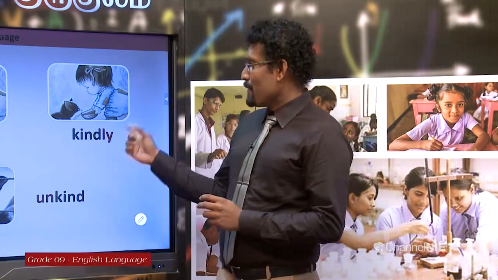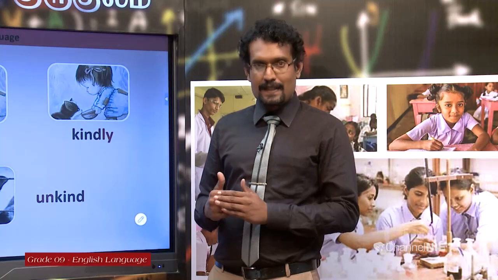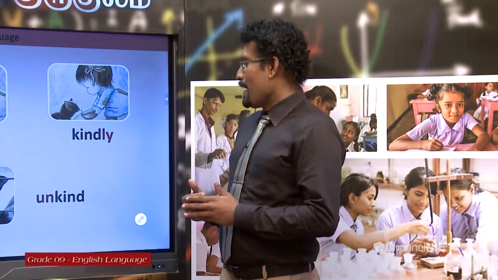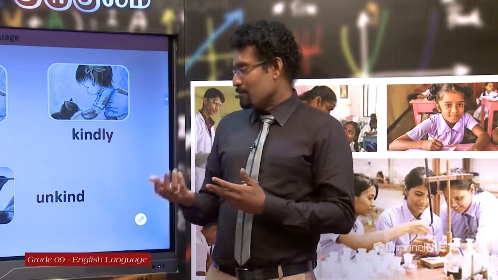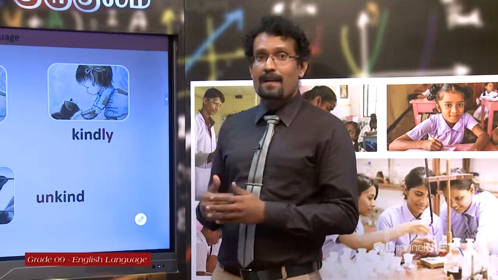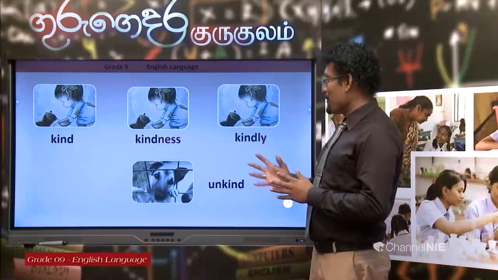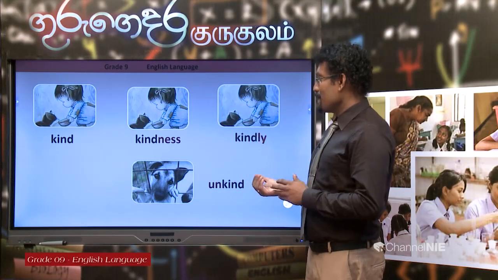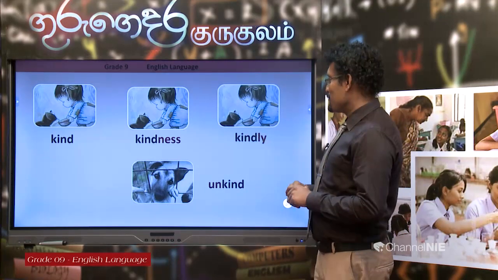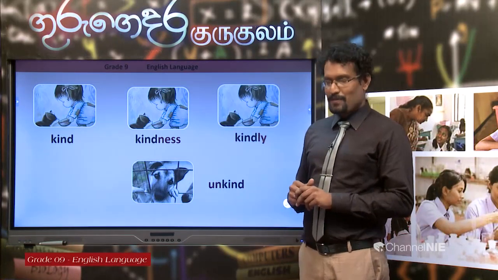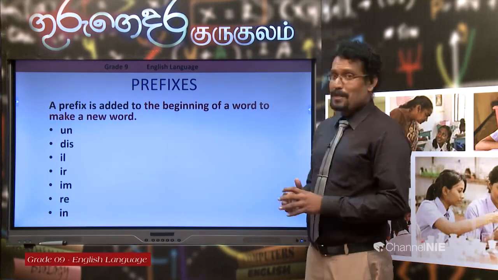Okay, I hope you understood all these words. Kind, kindness, the state of being kind, and kindly, that means the way of doing something with kindness. Then unkind, which is a bad quality. So that is how we can form some words using the base word kind. I hope you have understood all these words very well. Let us go to the other screen. Prefixes.